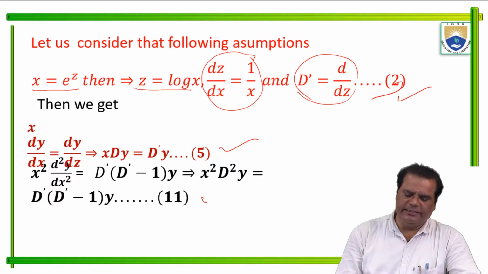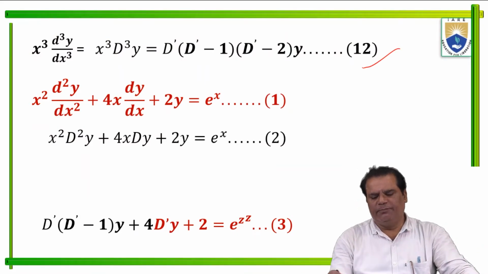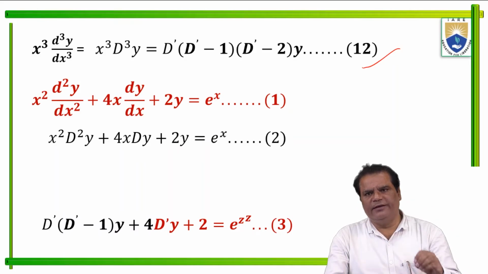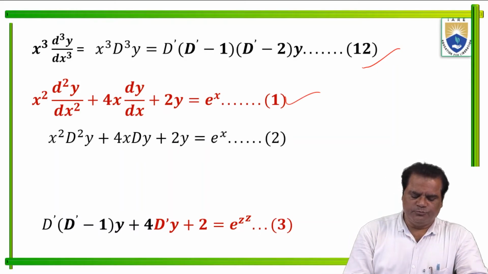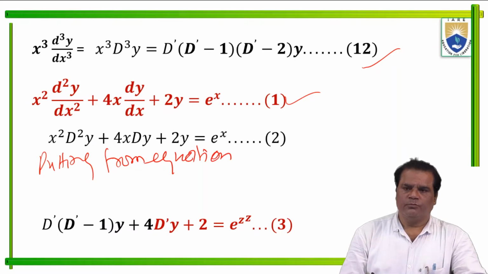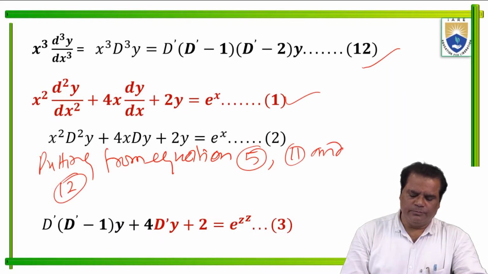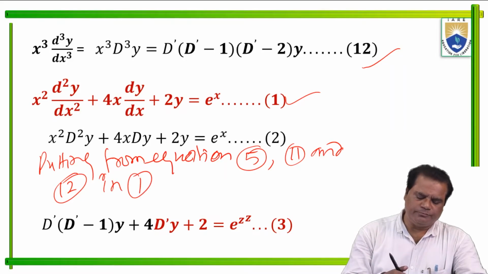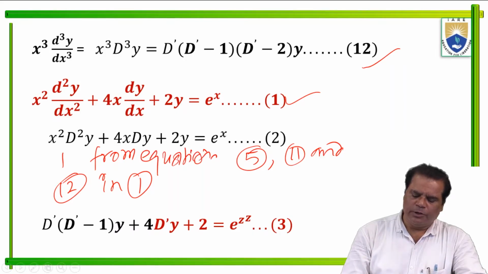Already proved this, equation 5, equation 11 and equation 12. We have discussed that with the help of these three equations, equation number 5, equation number 11 and equation number 12, we put these values in equation 1. So putting from equations 5, 11 and 12 in 1.